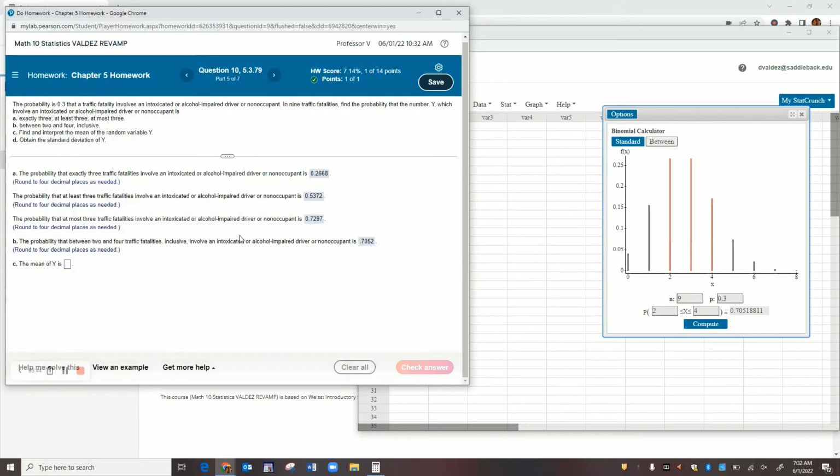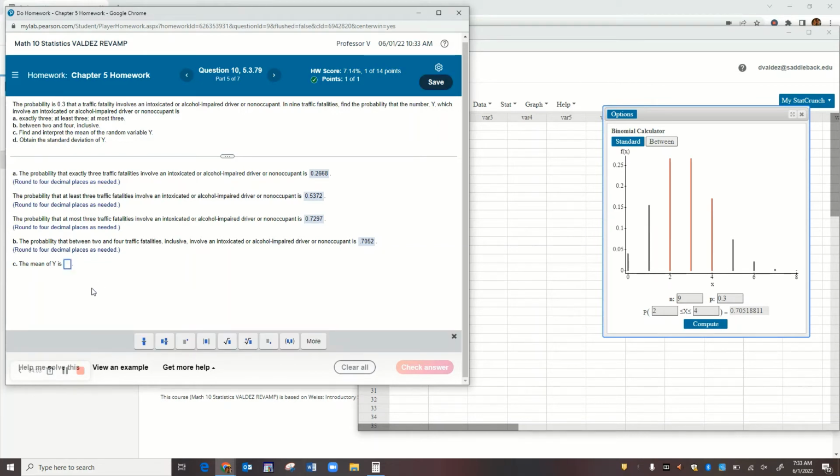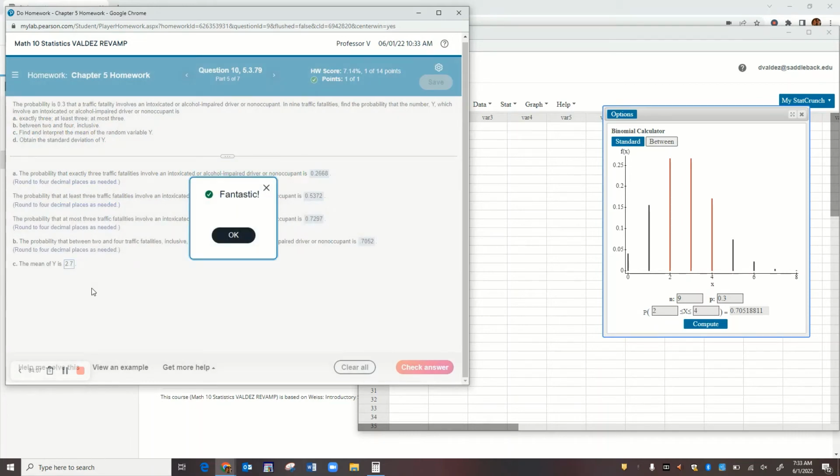Well done. Thank you. The mean of Y. Okay, so now remember, to get the mean, mu, we take N and multiply by P. N is 9 and P is 0.3. So 9 times 0.3, that'll give you 2.7. You can just do that in your calculator or wherever. Fantastic.